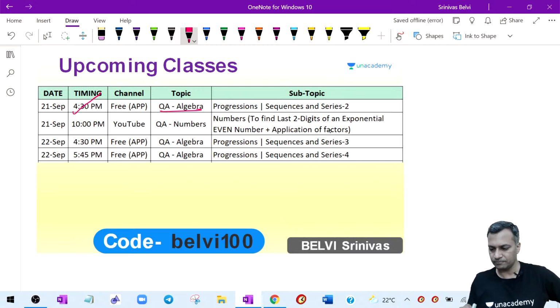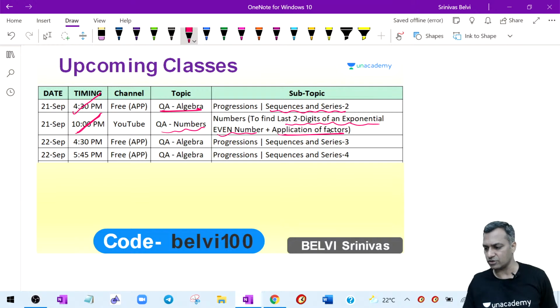We will do algebra again, and continue on sequences and series, one of the important topics from algebra. And then on the 10th, we will do a little bit of numbers, because one last portion is left, right? The last two digits of an exponential even number. We will do that, and then we will quickly see some of the applications of factors.